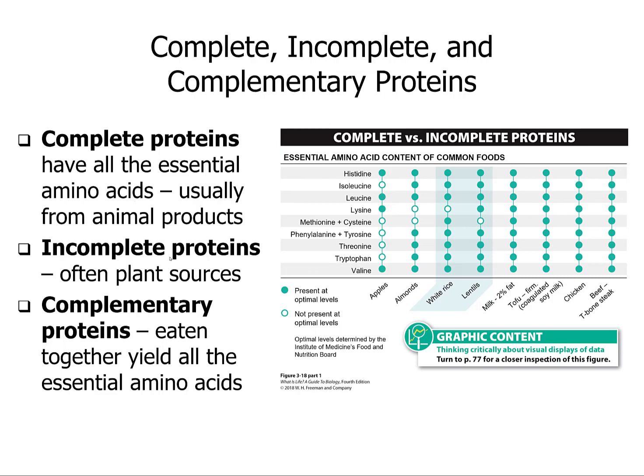So protein sources we have to worry about with plants. And so you can see various foods that we want to eat, like apples and almonds and rice and lentils. You can see which amino acids they may or may not have. So milk seems to be pretty complete and that sort of thing. So complementary proteins are eaten together to yield all.